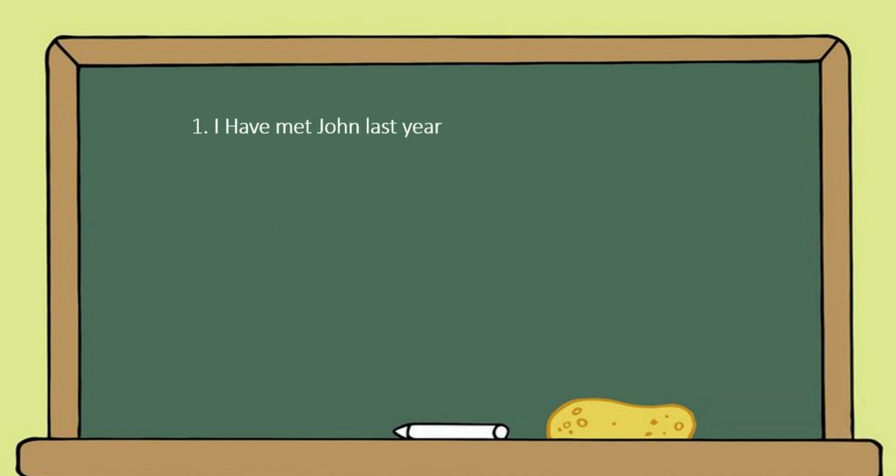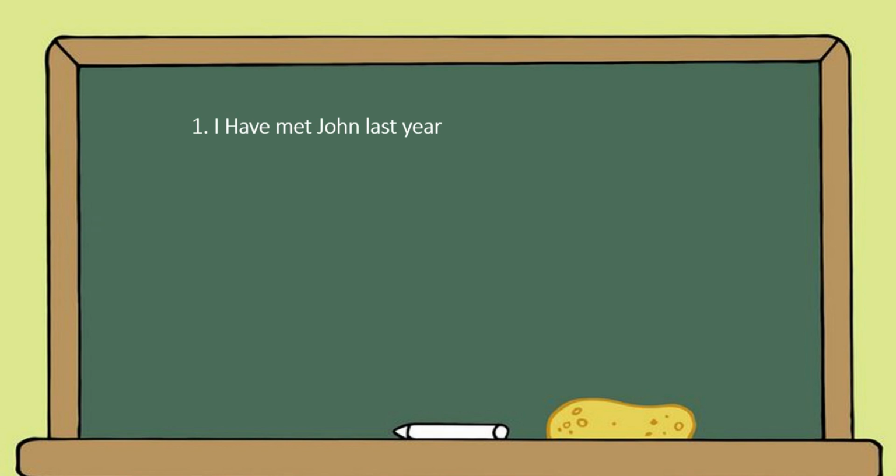So let's begin. First one, I have met John last year. I have met John last year. Okay, there is an error in this sentence. Do you know what the error is in the first sentence? So any idea? Think about it. Okay, I'm going to correct it now.